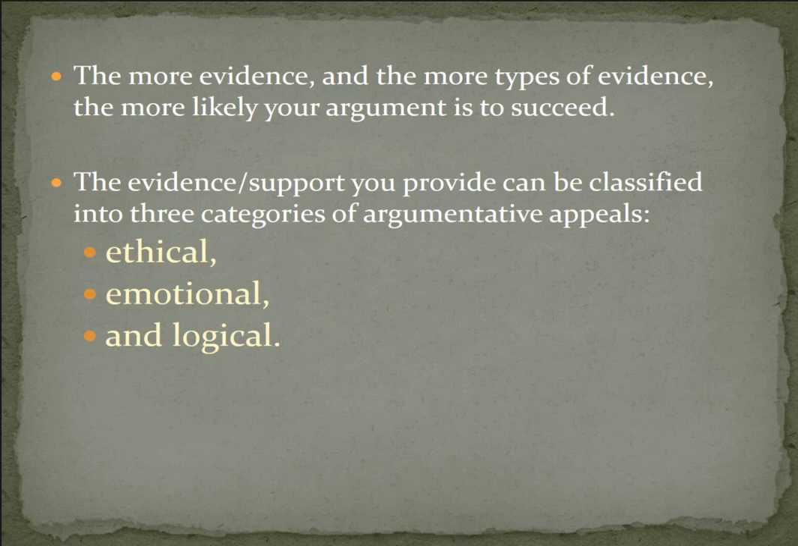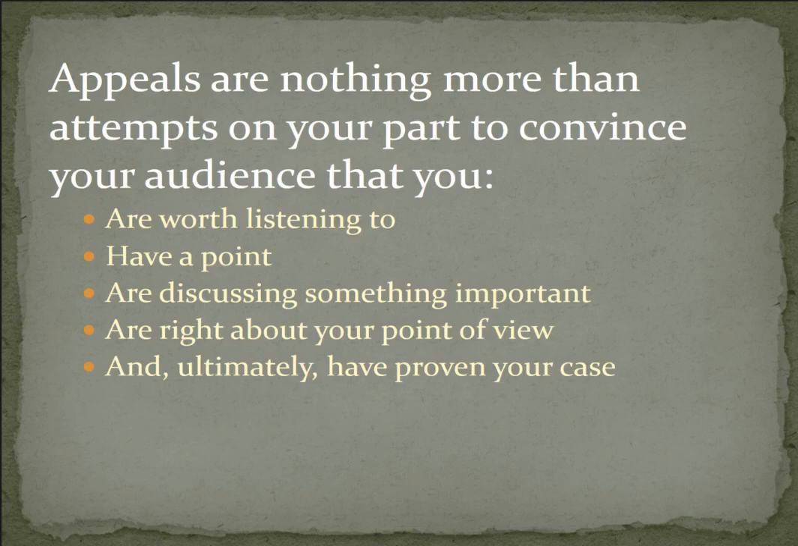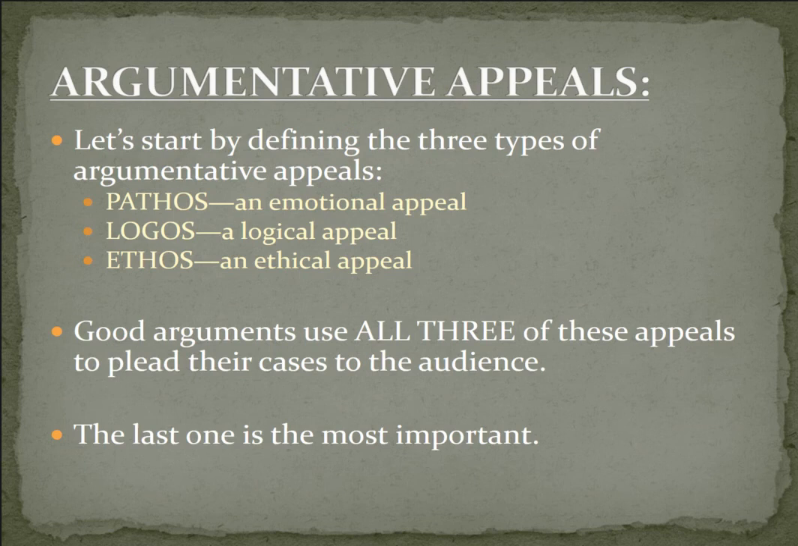So the evidence and support that we provide can be classified into three categories of argumentative appeals. Those appeals are ethical, emotional, and logical. Appeals are nothing more than attempts on your part to convince the audience that you are worth listening to, have a point, are discussing something important, are right about your point of view, and ultimately have proven your case. So let's start by defining the three types of argumentative appeals. I said they were emotional, logical, and ethical.